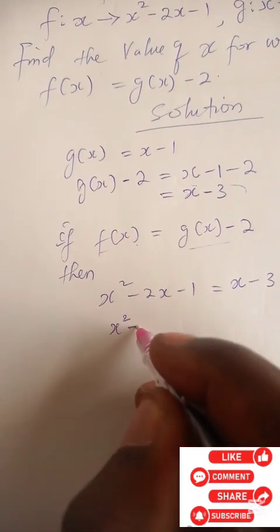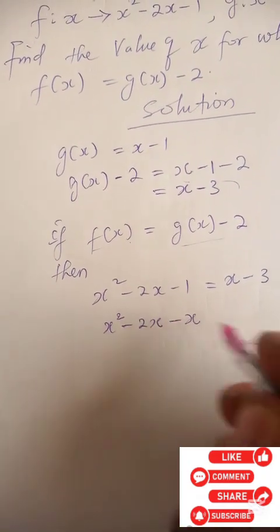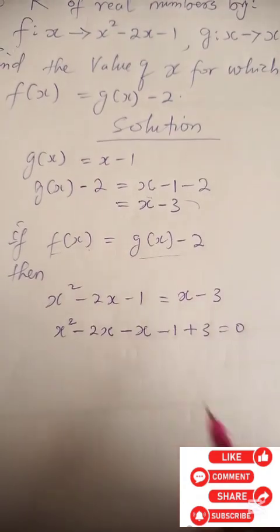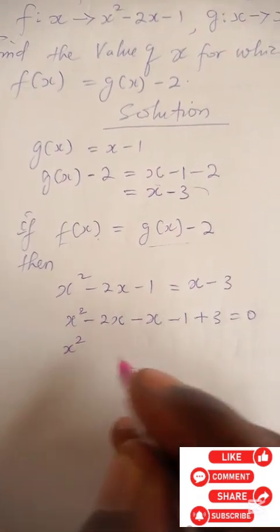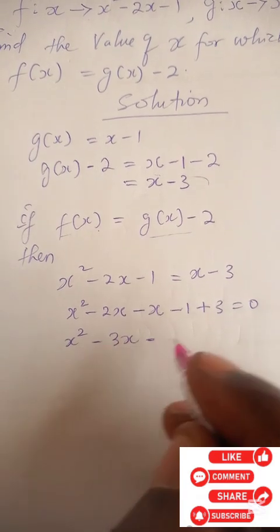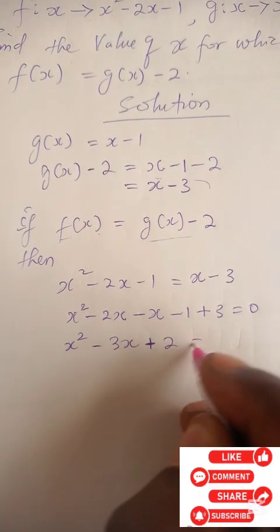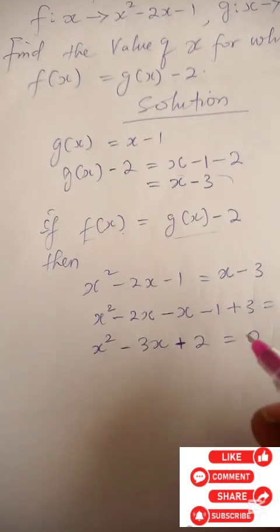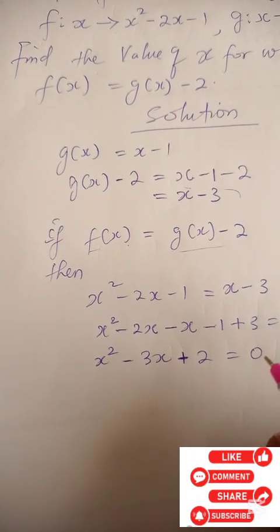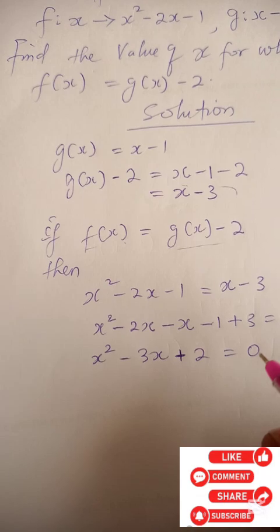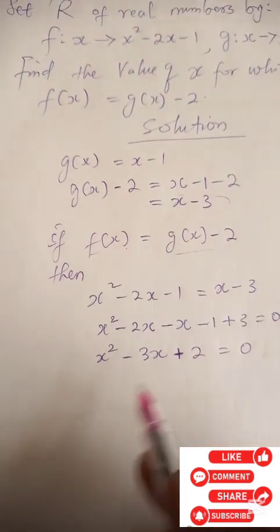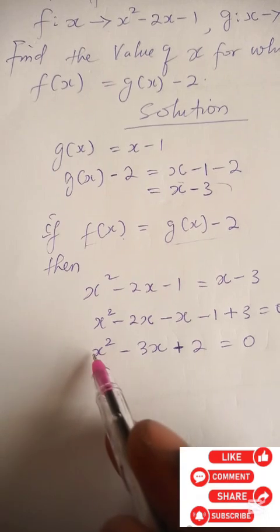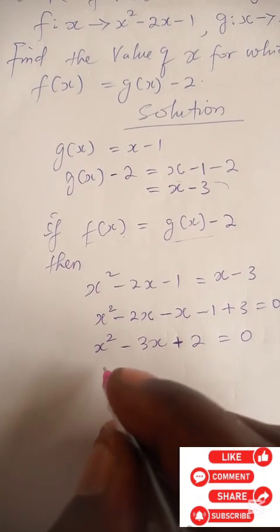So we're going to be having x squared minus 2x minus x minus 1 plus 3, and it's equal to what? 0. Now, here we can have x squared minus 3x, then here we have plus 2, and it's equal to 0. Now, if we are solving this, we'll have a quadratic equation, and solving a quadratic equation where the coefficient of x squared is 1 and the constant is 2, then we can break it this way.